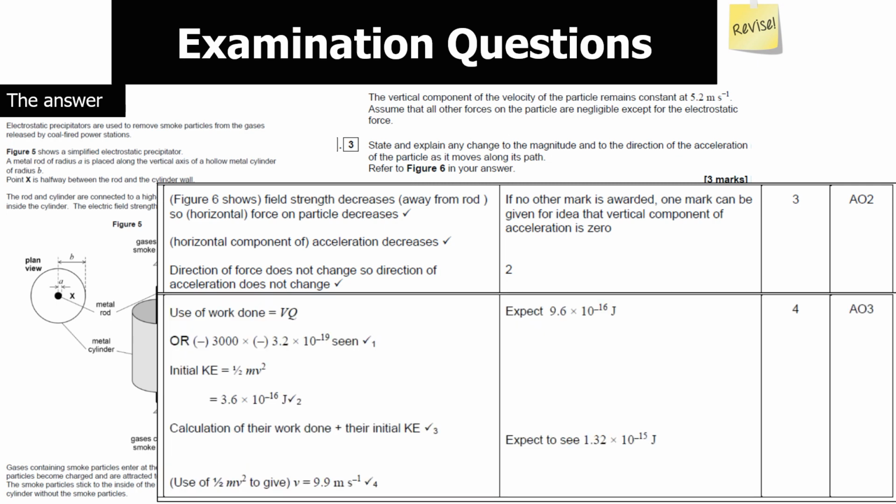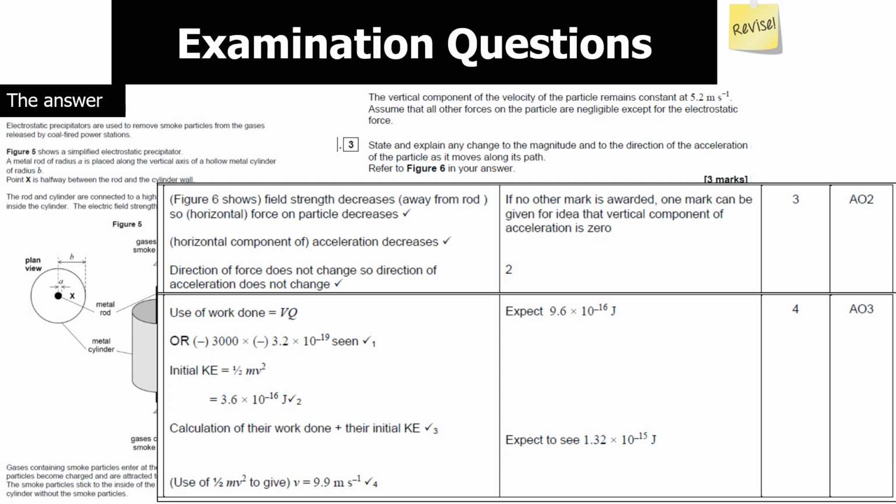So we know that the work done on the particle is going to be the potential difference multiplied by the charge, so 3 kilovolts, or 3000, times 3.2 times 10 to the minus 19. Now, we know the initial kinetic energy of our particle is a half mv squared, and we can work that through to be 3.6 times 10 to the minus 16 joules.